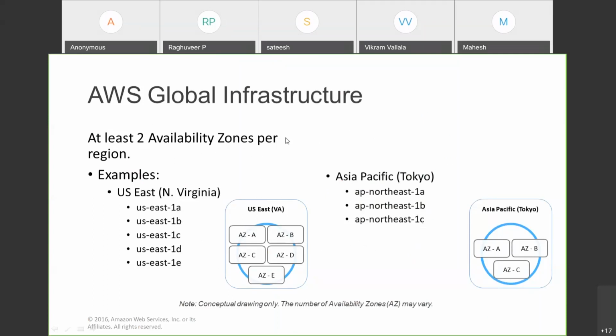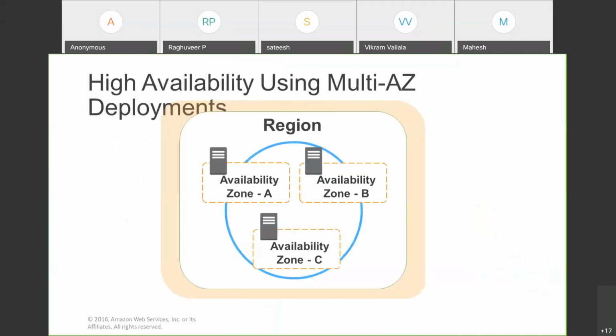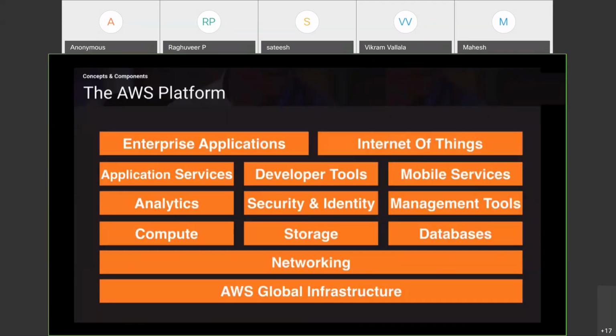This is just, as I said, a conceptual diagram only. The AZs may vary based on the business and future recommendations. It can reduce or it can increase. As I said, they're all clustered for high availability. Multi-AZ deployments are also possible on all these platforms, so they have global infrastructure which is connected.